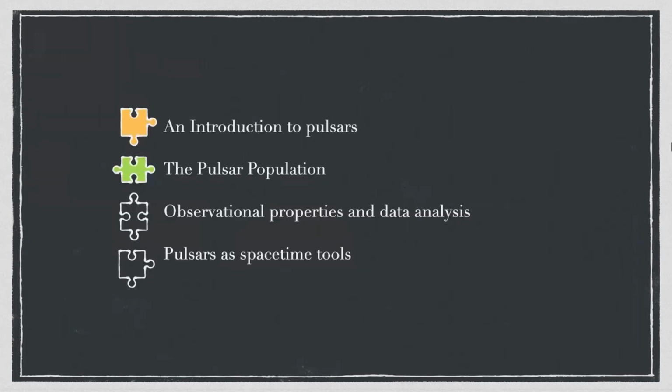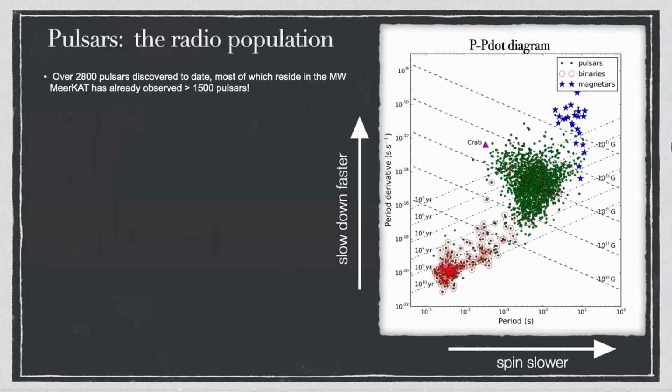Okay, so that should have hopefully given you a basic overview of pulsar properties. Now we'll move to looking at the population as a whole. Let me introduce you to this P-Pdot diagram. Pulsar astronomers like to plot the full known pulsar population on what we call the P-Pdot diagram.